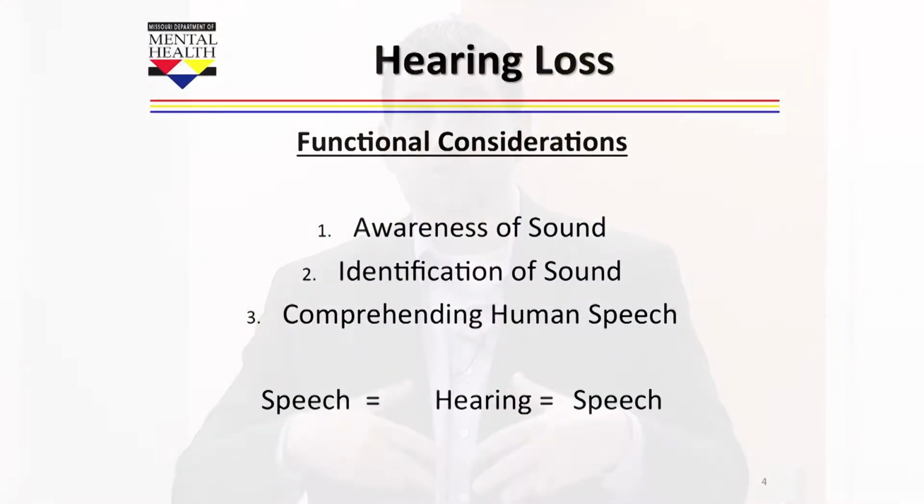The third and more complex level of functioning when we talk about hearing loss is comprehending human speech. So they're aware of sound. They're able to identify what that sound is. If they're able to identify that that's human speech, are they then able to discern and comprehend what that human speech is? One example of these functional levels, a personal example, is myself.